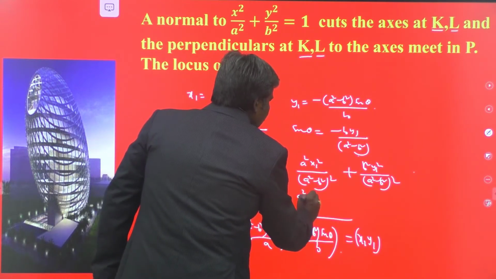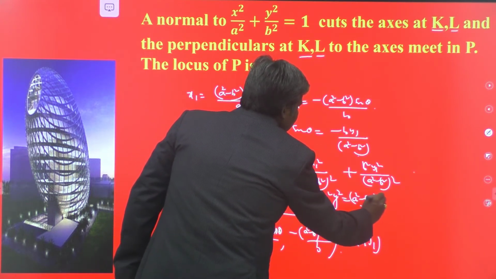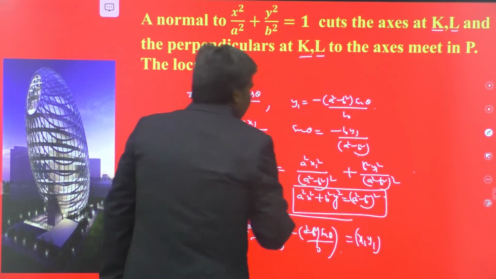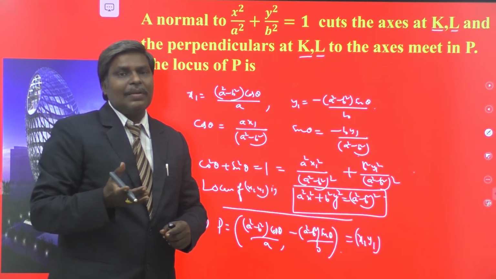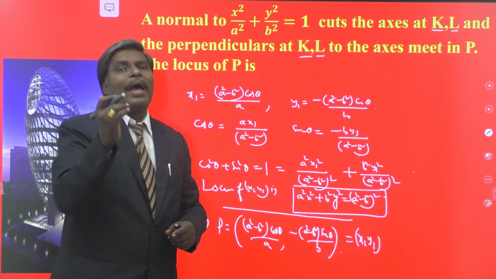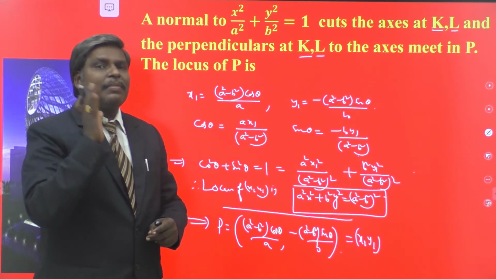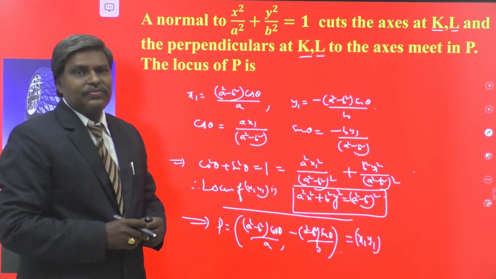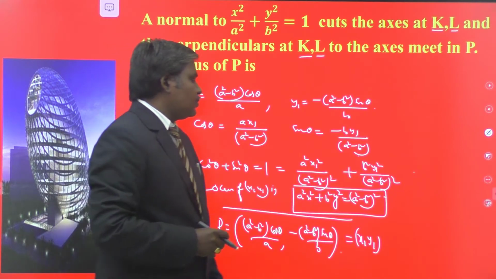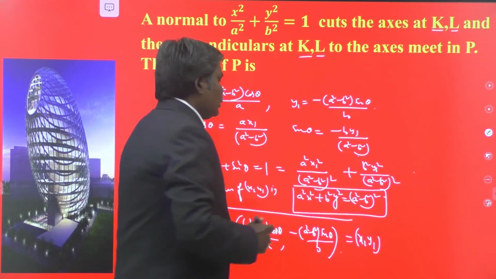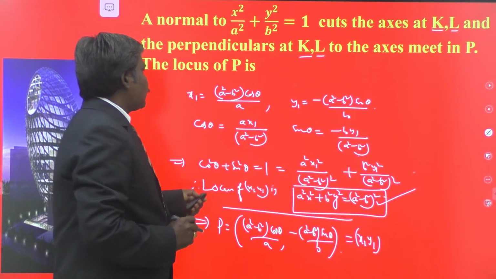a square x square plus b square y square is equal to a square minus b square whole square. This is the locus of point P. This is the point of intersection of normals through L, M to the axis. What are L and M? These are the points of intersection of the normal made by the axis of the ellipse. Understand? So a square x square plus b square y square equal to a square minus b square, whole square, is your required locus. Understand? Next one.